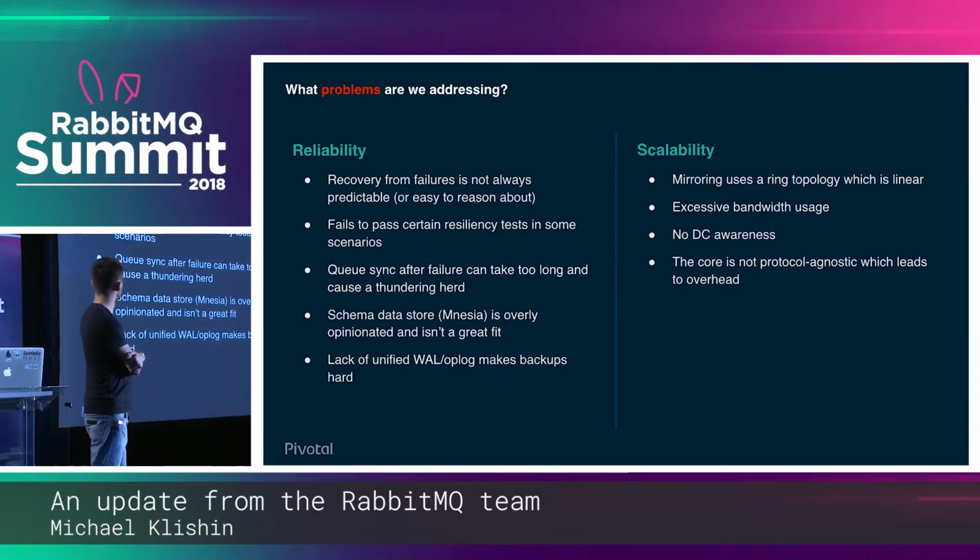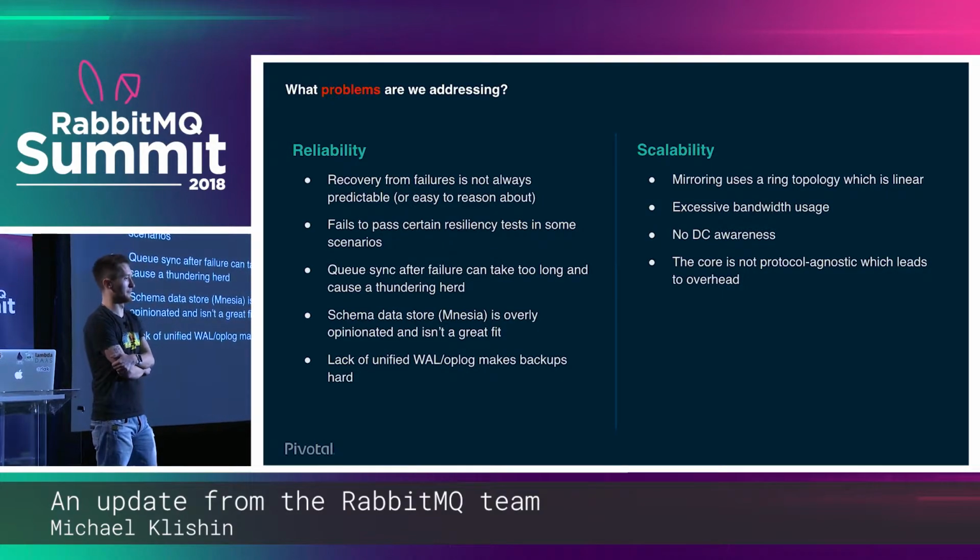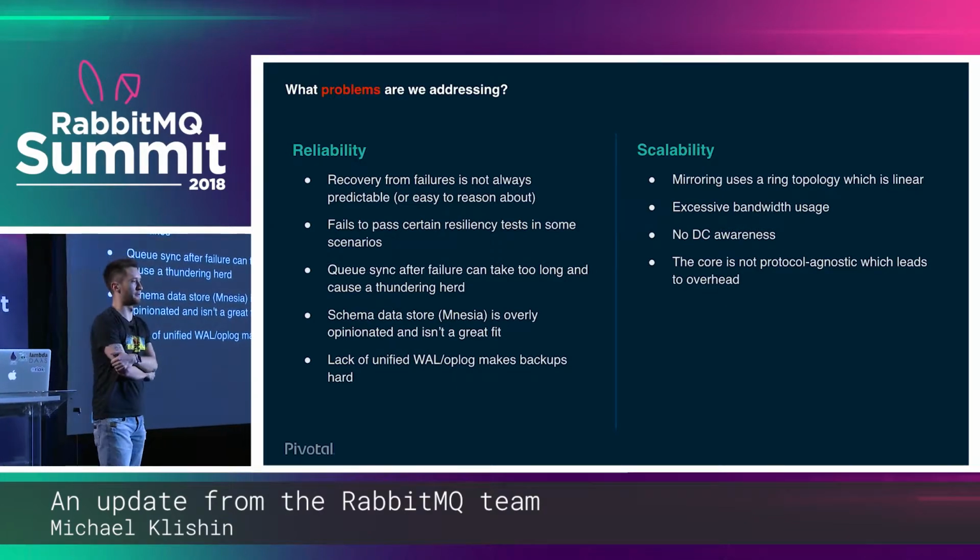Which is why RabbitMQ currently doesn't pass some resiliency tests. Well, 3.7 doesn't. Also, once you have a node failure, if a queue mirror, a follower, has to sync with the master replica, it has to transfer a lot of data, way more than necessary, even if it has been offline for a few seconds. So that's clearly not great because it can cause basically a thundering herd kind of problem.